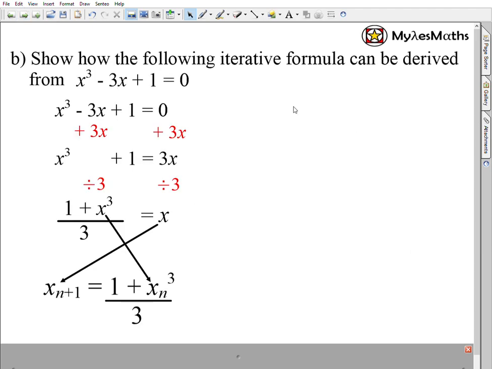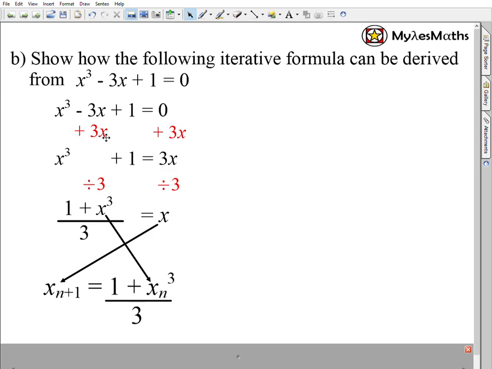Part B of the question says, show the following iterative formula can be derived from x cubed minus 3x plus 1 equals 0. So what I'm doing here is, as I did in the previous exercise, just trying to get x equals. I can see quite easily from the final form that I'm going to end up with that I need to be dividing by 3 at some point. So if I'm going to be dividing by 3, I'll make it 3x equals. So I add 3x to both sides in this case to get a 3x here.